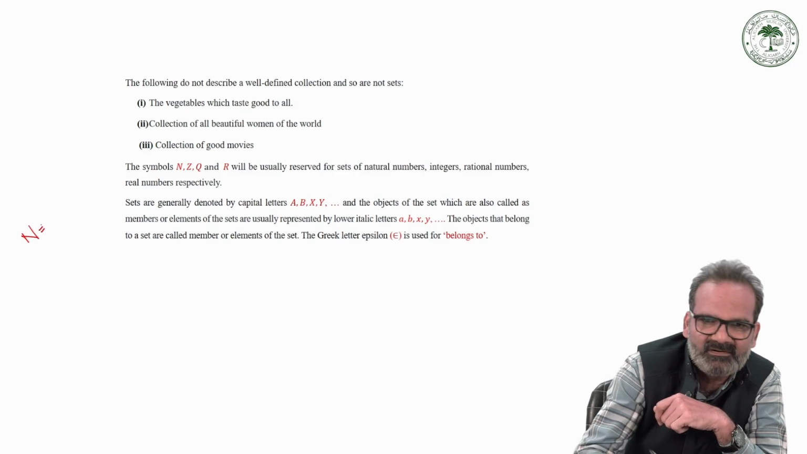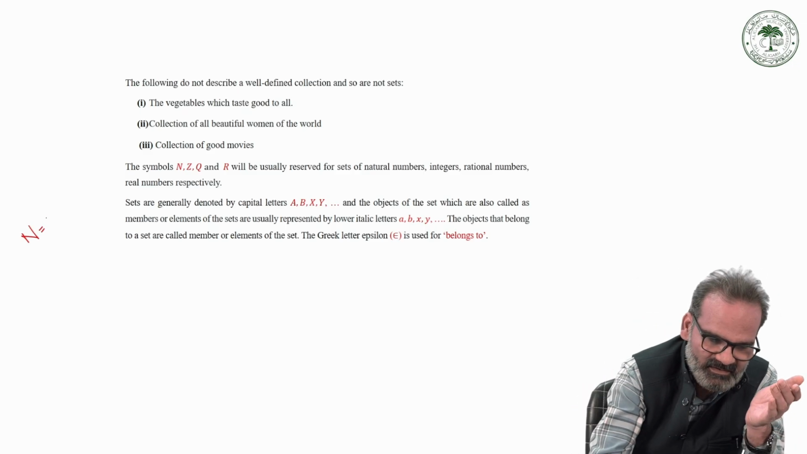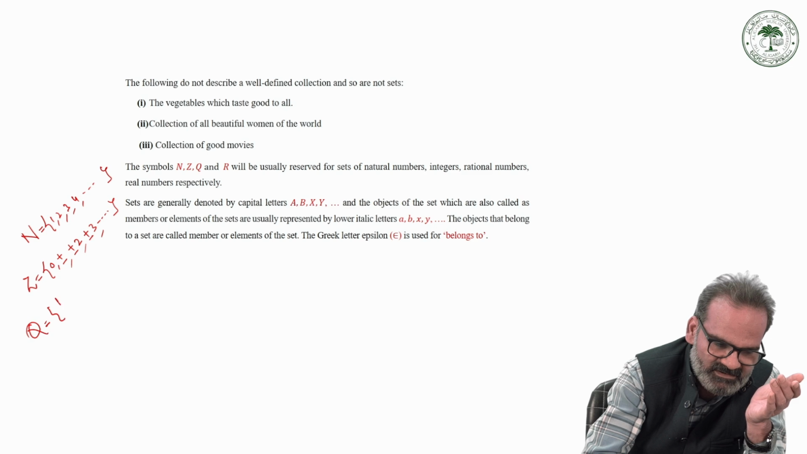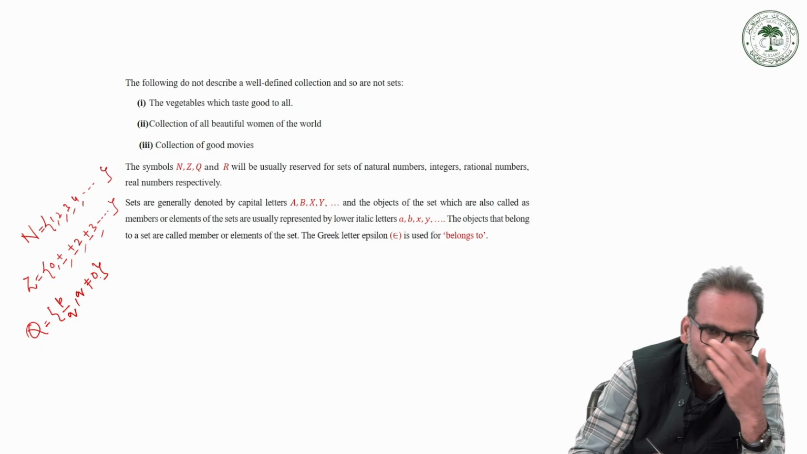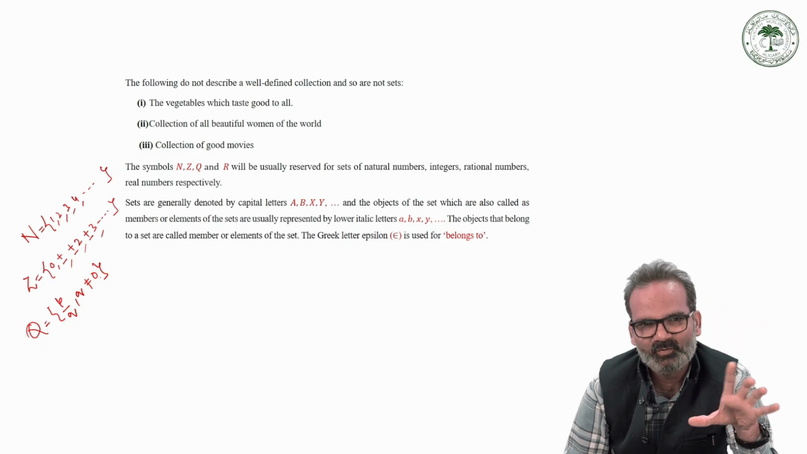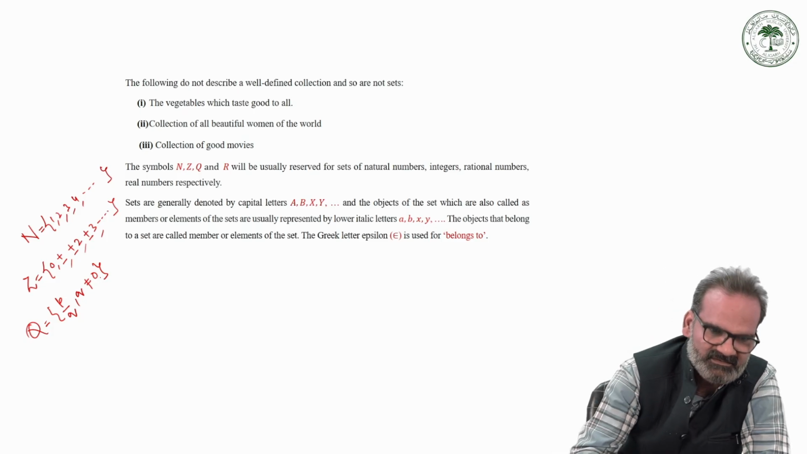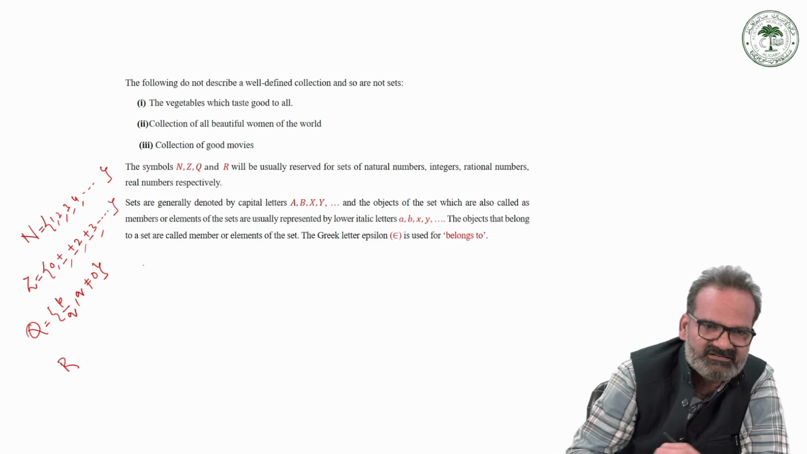N: natural numbers means the numbers which are positive and greater than 0, that is 1, 2, 3, 4, and so on. Then Z is what? The numbers positive and negative including 0, and so on. Then Q: the numbers of the type p upon q, where q is not equal to 0. The numbers in the form of a numerator and denominator, such that the denominator must be non-zero. And R is the union of all these three.